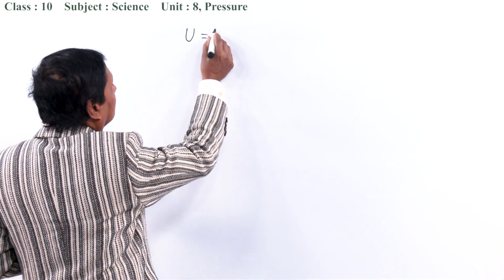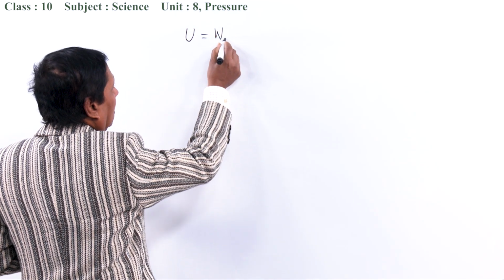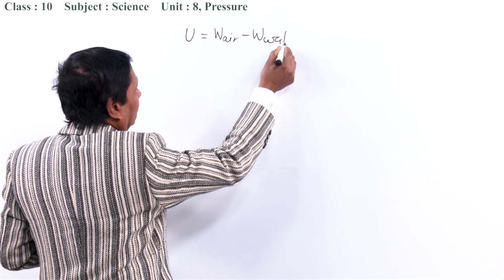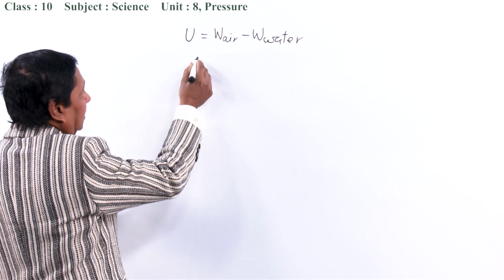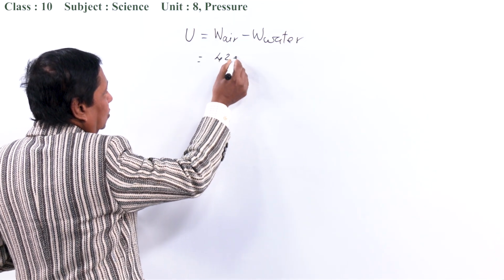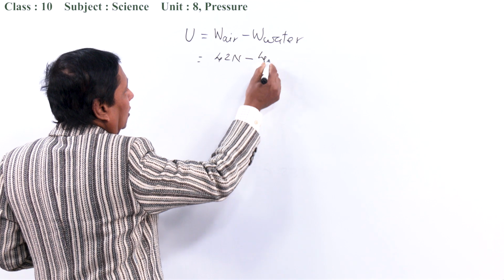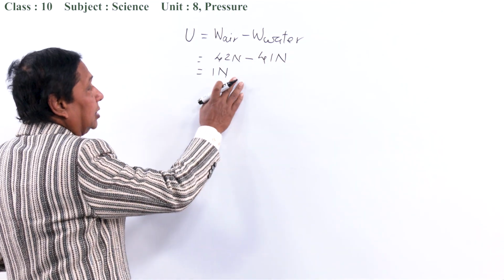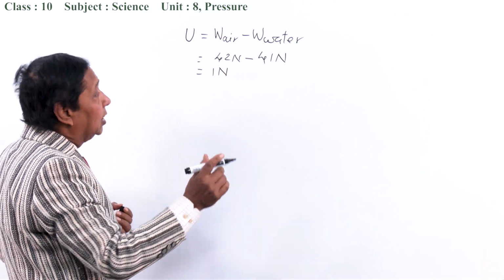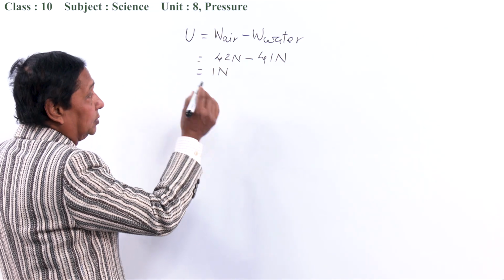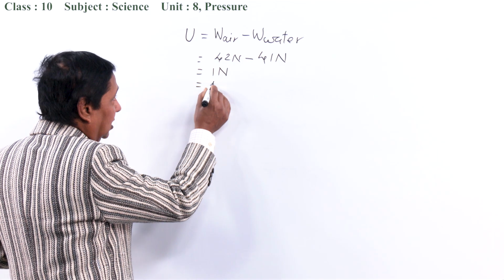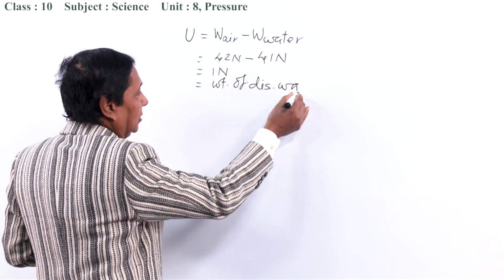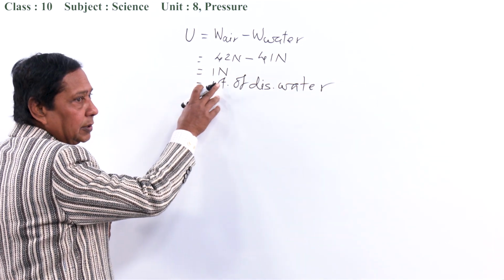Upthrust is equal to weight of the body in air minus weight of the body in water. This is the upthrust of water, and this is equal to weight in air, 42 Newton, and weight in water, 41 Newton. It means upthrust is equal to 1 Newton. According to the previous information, upthrust is equal to weight of displaced liquid. That's why this 1 Newton is the weight of displaced water.